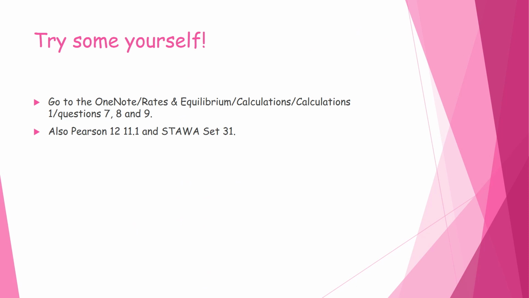Now you need to go and try some yourself. So if you go to the OneNote, rates and equilibrium, calculations ones, questions 7, 8 and 9 have all got percentage yields. Also Pearson 12, 11.1 has percentage yield, and Stawa set 31 also has percentage yield.